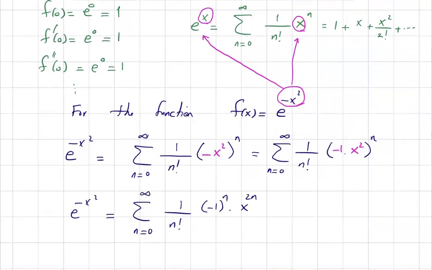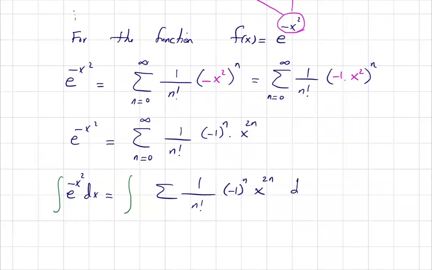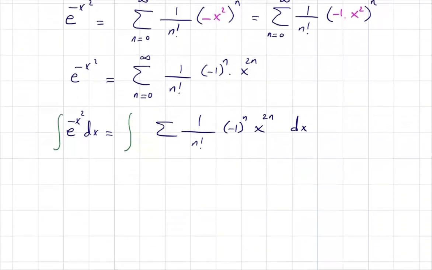Now, to find the integral, we basically take the integral of both sides. The integral of e to the power negative x squared dx is equal to the integral of the summation of 1 over n factorial, negative 1 to the power n, x to the power 2n, dx. Please pay attention. You're taking the integral with respect to x, not with respect to n. It means that if you write this in expanded form, you're basically finding the following integral.